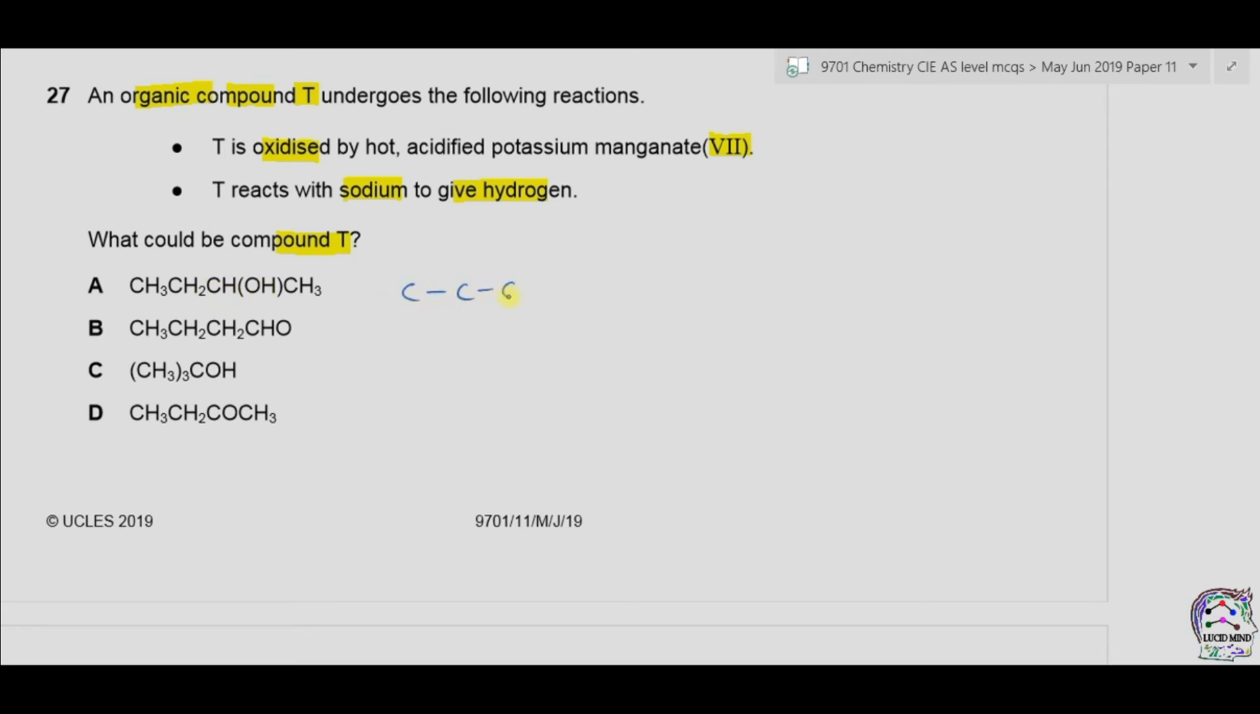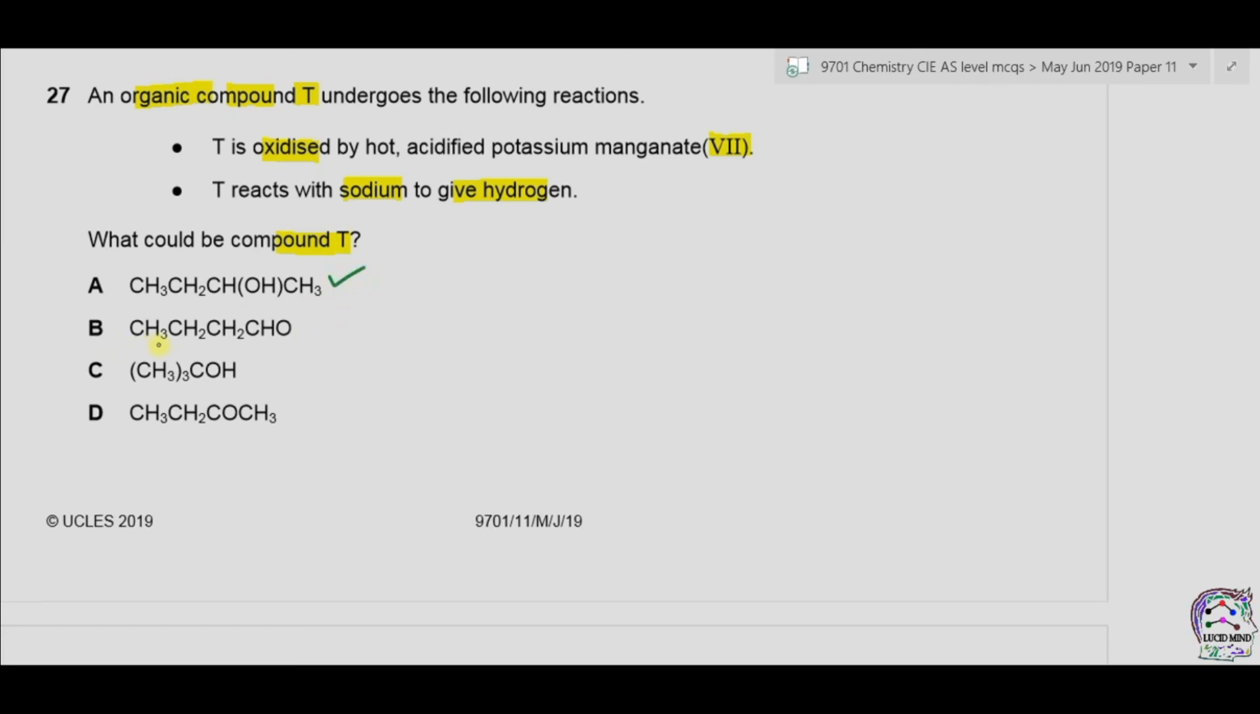We have 4 carbon atoms and on the third carbon OH is attached. This is a secondary alcohol, as we can see that this carbon is directly attached to 2 other carbon atoms. Now for a secondary alcohol, when it is oxidized with acidified potassium manganate, it forms a ketone. And it can also react with sodium to give hydrogen, and sodium alkoxide is formed, which is like this. Now this hydrogen atom is replaced and it forms hydrogen gas. So A gives both reactions, so therefore this could be the possible option.